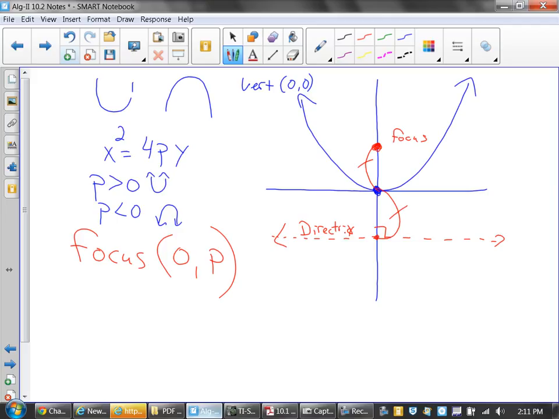What does every single horizontal line start with? X or y? You said it. The directrix: wait, why does it start with y? y equals. Oh. Every horizontal line is always y equals. Now, if my focus is here, the directrix would be below it. So it's the opposite of p.